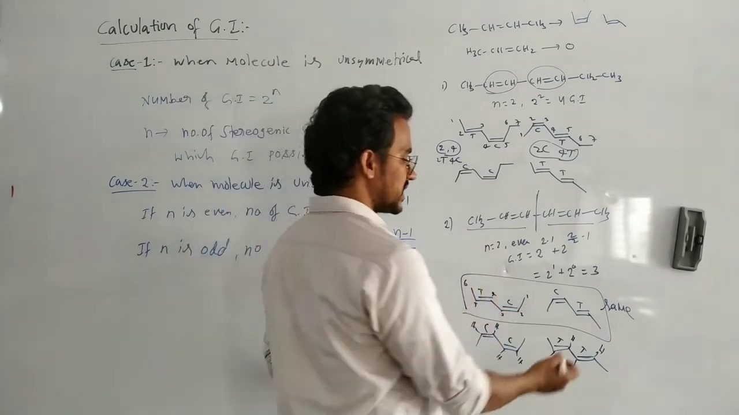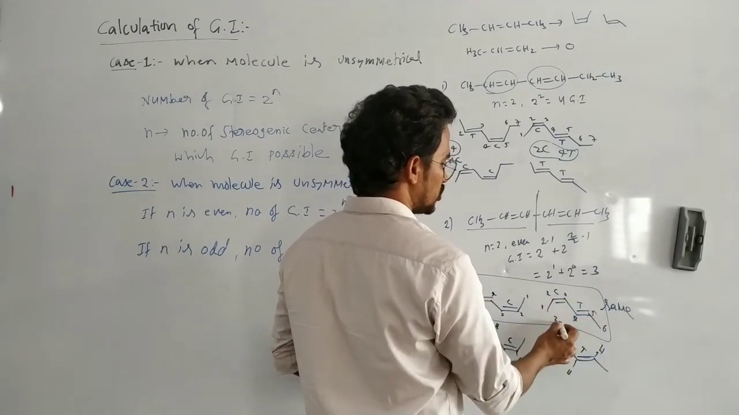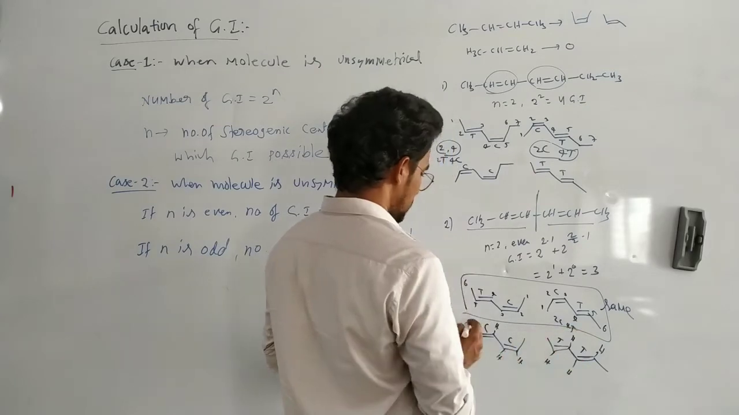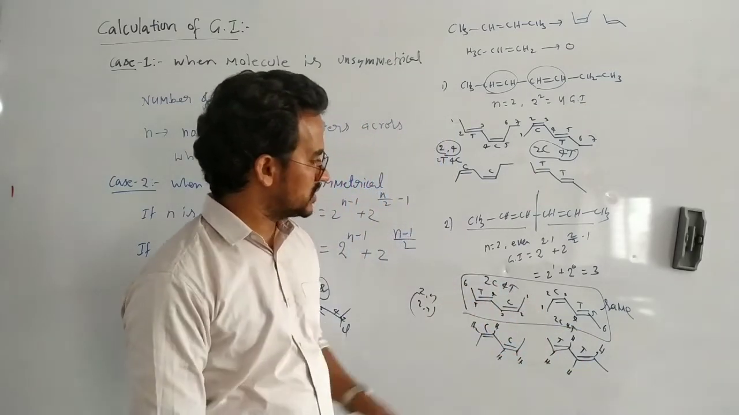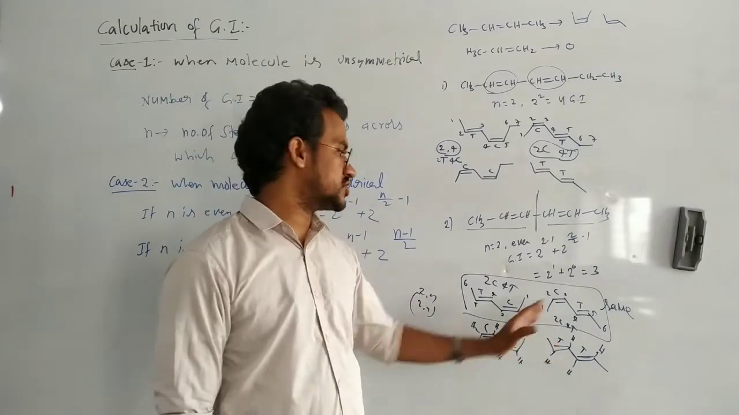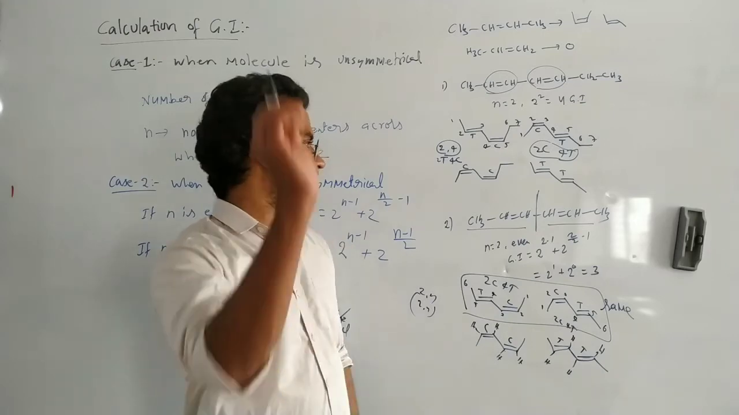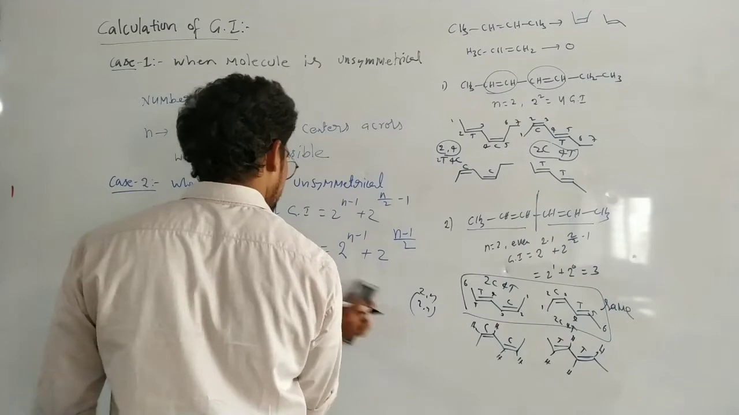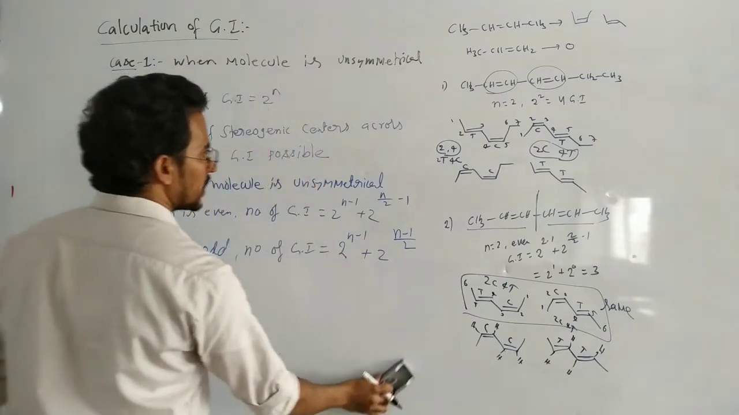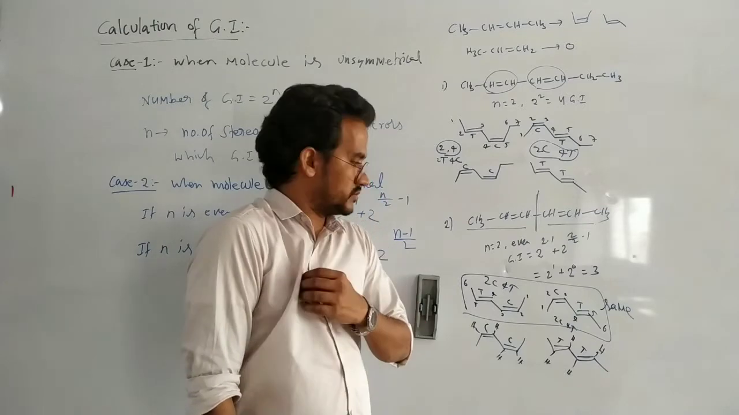So here 1, 2. In this case again 1, 2, 3, 4, 5, 6. That means 2 cis, 4 trans. Here 2 cis, 4 trans. So these two are the same. That's why we have only 3 isomers. Okay, that's it. I hope you understood this one.